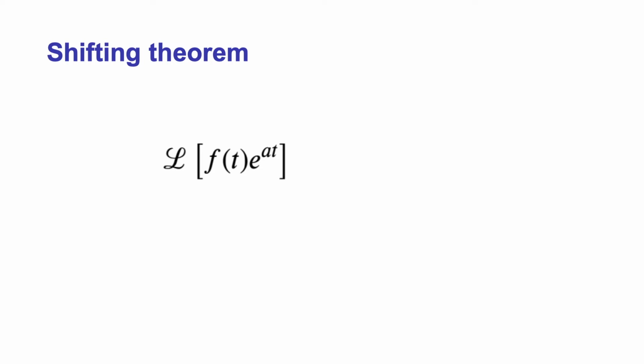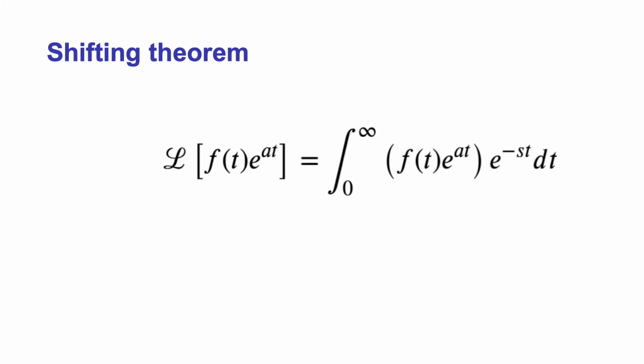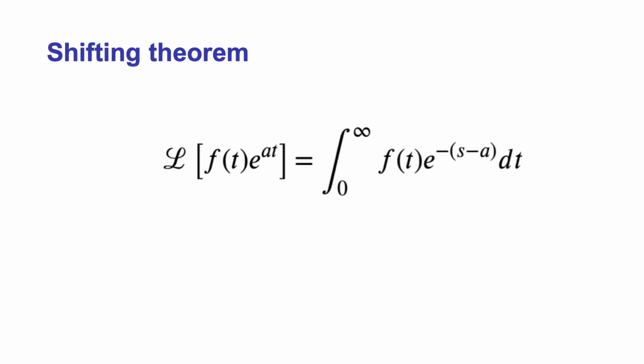Another property of the Laplace transform is related to shifting. In some cases, the function f appears together with the term e elevated to at, where a is real or complex. The Laplace transform of this product can be obtained by adding up the exponents, which results in the Laplace transform big F shifted by the amount a in the s domain.